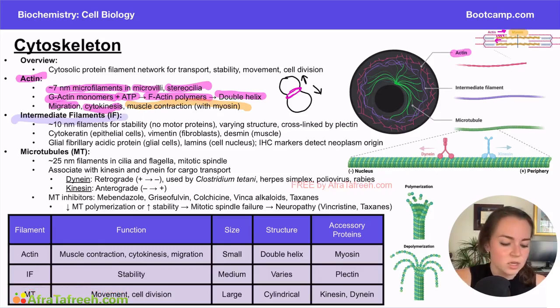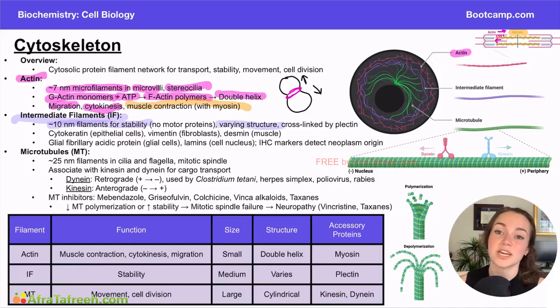Let's move on to the next biggest filament type, which are called intermediate filaments. They're about 10 nanometers, and their primary function is stability. So they don't associate with motor proteins like the other filament types do. Instead, they're mostly just there to hold down the fort. And as much as I would love to tell you about the structure of intermediate filaments, we would be here all day. That's because these intermediate filament structures vary from cell type to cell type.